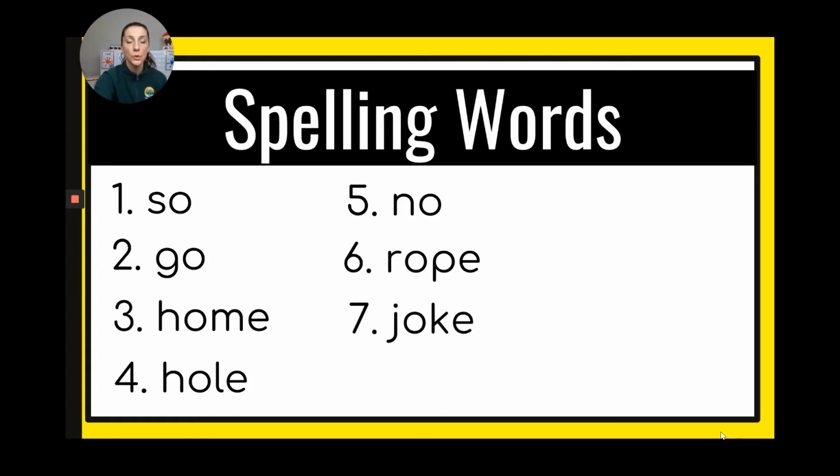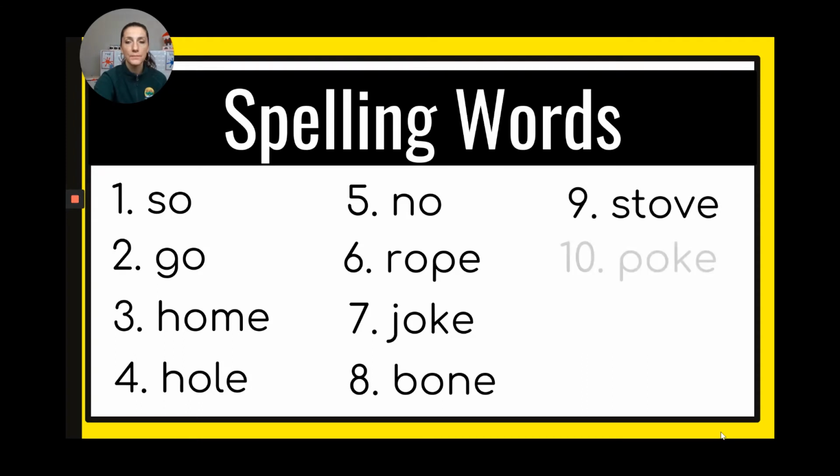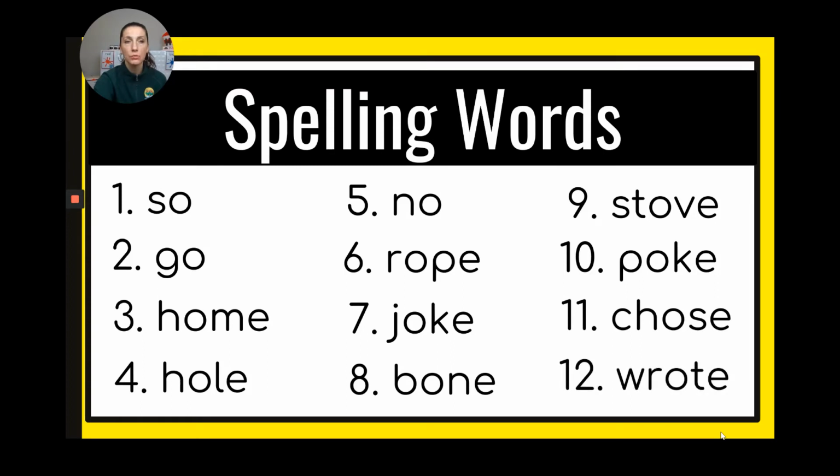7 is joke. 8 is bone, stove, poke, chose, and wrote. Okay, so let me see. Chose, number 11. Chose is the past tense of choose, right? Choose is spelled the same way, but it has 2 O's, C-H-O-O-S-E. I will choose my favorite color. In the past tense, yesterday, I chose my favorite color. And number 12, wrote, is the past tense of write, meaning to write a letter or to write a sentence.